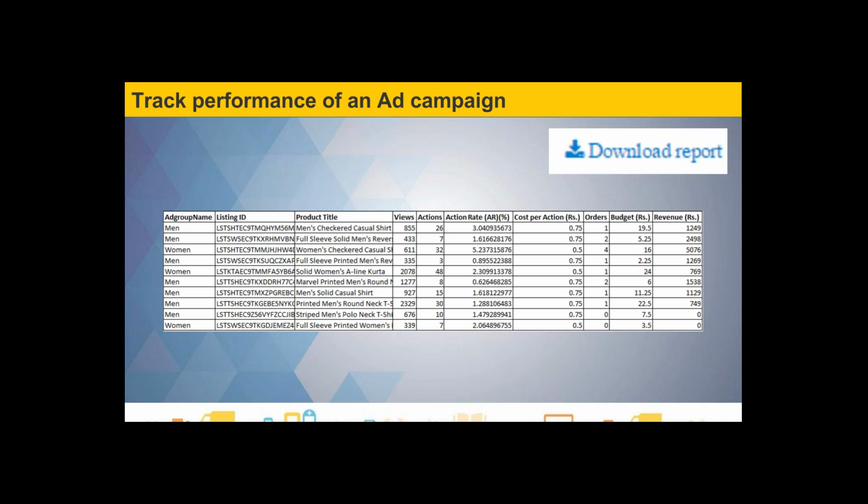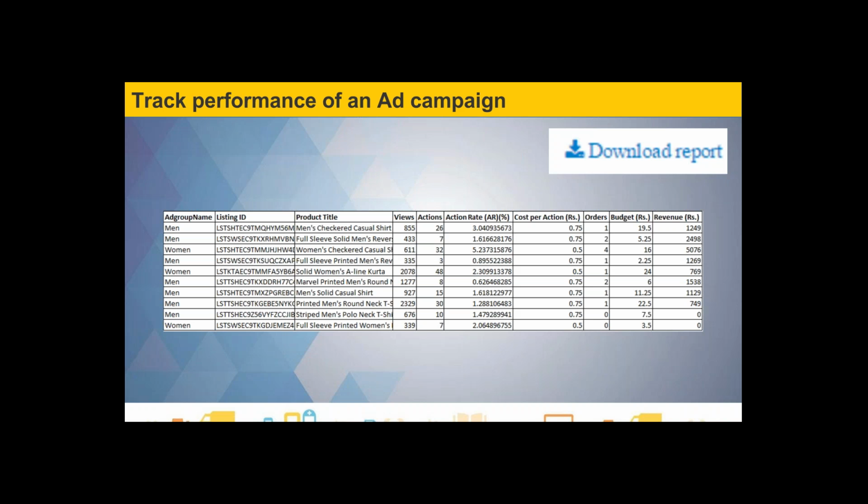Let's take the third listing, which falls under women's ad group, a checkered shirt. It has about 611 views and 32 consumers actioned the ad, which after converted to 4 orders. What does this tell you? It shows that this is one of your fast moving products as the action rate is the highest in the list and also is the conversion.